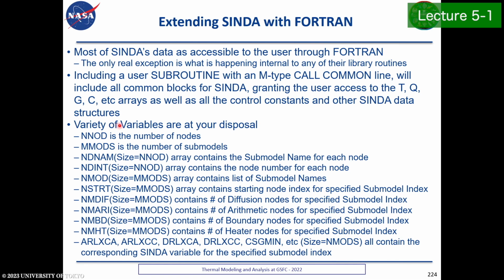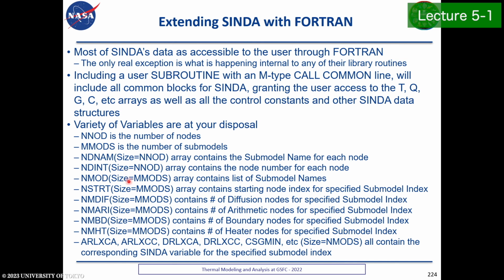There are a variety of variables at your disposal. N node is the total number of nodes. M mods is the total number of submodels. There are arrays for ND name. This is the same size as the number of nodes. This contains the submodel name for each node. There is an NDINT. This is the node number portion, also the same size as the number of nodes. So I can get the submodel name and the integer portion if I wanted to loop through 1 to N node.